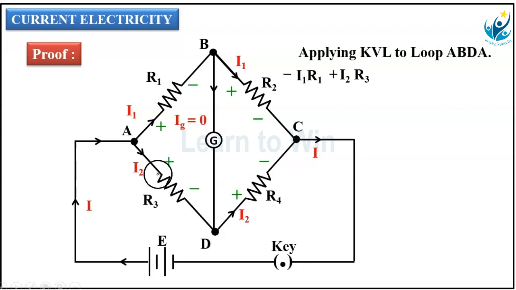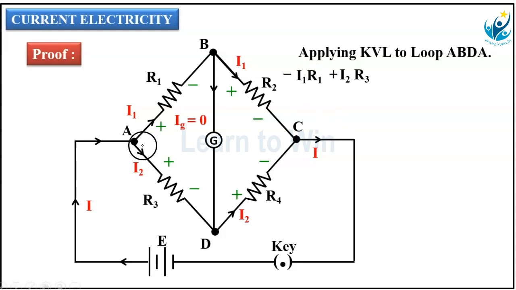D to A. While I am moving from D to A, current flows from A to D, opposite to my motion in the circuit. So the product of current and resistance is considered positive. Current in this AD branch is I2, resistance is R3, so I2 R3 is positive. Why? Because current flows opposite to my direction of motion in the circuit.